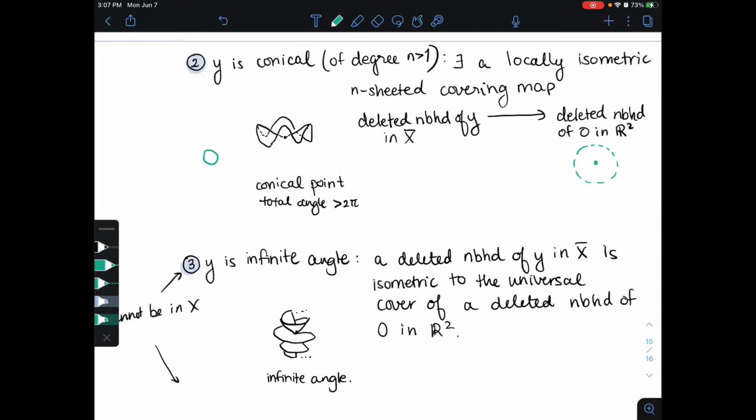Okay, the third type of singularity is an infinite angle singularity. So y is an infinite angle singularity if a deleted neighborhood of y in the metric completion X bar is isometric to the universal cover of a deleted neighborhood of 0 in R2. And so I've drawn a little picture of it here, but it spirals around like this forever and ever in both directions. And if we're measuring the angle that it sweeps out in the same way as we've been measuring previously, we'd find it has infinite angle.